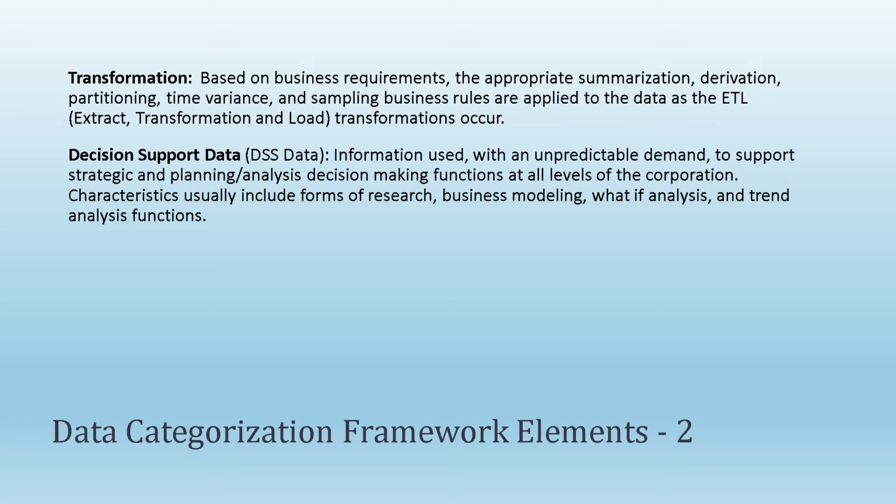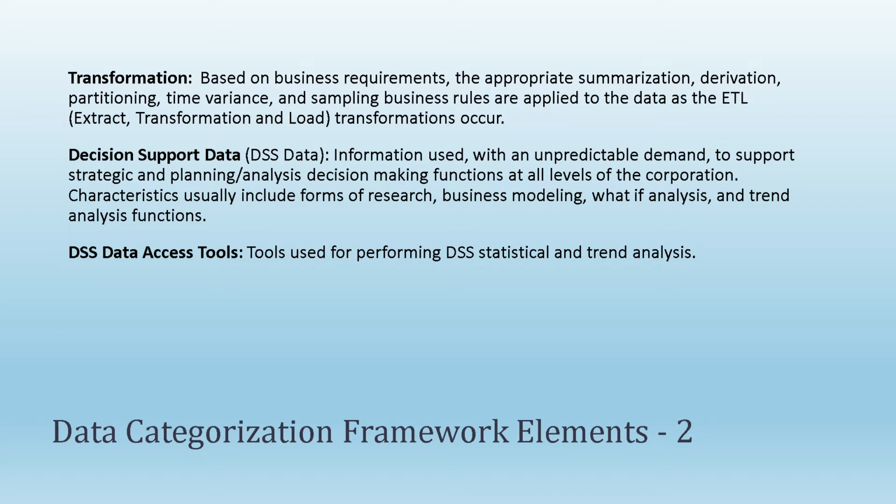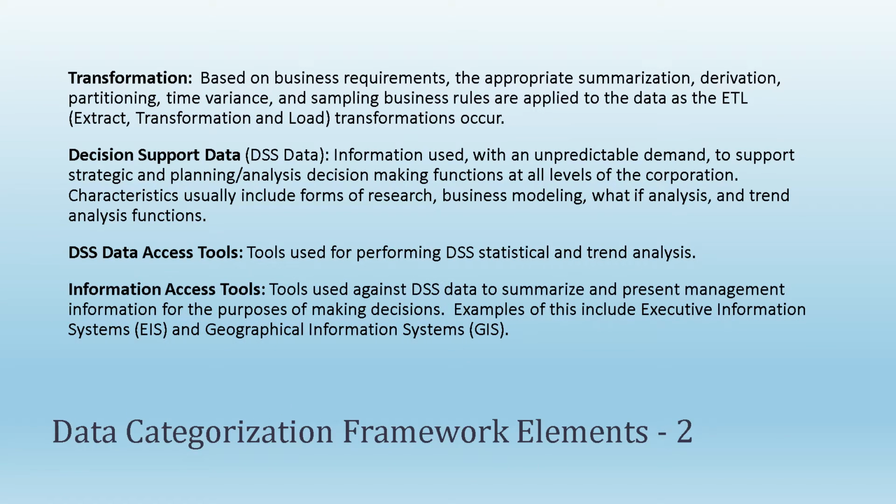DSS data access tools. Tools used for performing DSS statistical and trend analysis. Information access tools. Tools used against DSS data to summarize and present management information for the purposes of making decisions. Examples of this could include EIS systems, which stands for Executive Information Systems, and Geographical Information Systems, whose acronym is GIS.